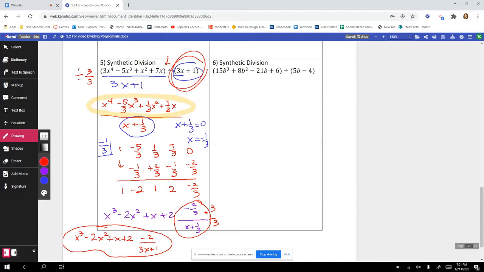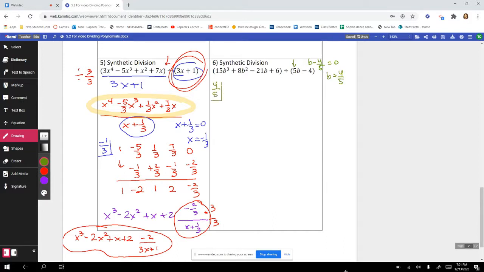Okay, we're going to try another one like that, similar now that you have the hang of it a little bit. Again, I need to get rid of this 5, so I'm going to divide everything by 5. To make things a little bit easier, this is going to become b minus 4/5, right? You can see that. So that's going to be set equal to 0, so b is equal to 4/5. So that's going to go in my box.